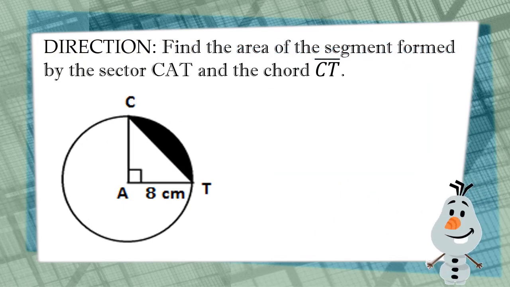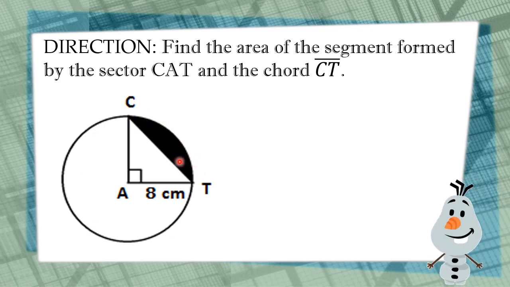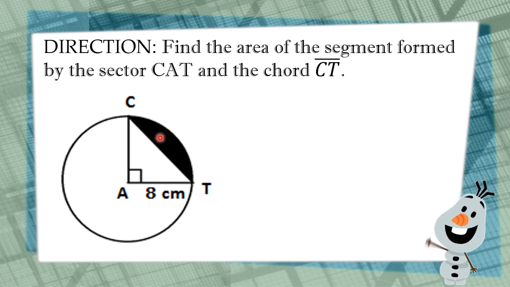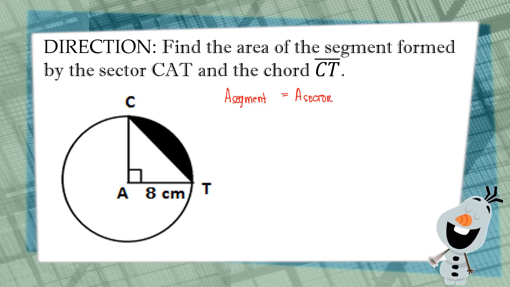So here, let's try to find the area of the segment formed by the sector CAP and the chord CT. In our illustration, the shaded part, this is what we are going to find out, the area of this shaded region. Okay, so let us write first our formula as mentioned a while ago. To find the area of the segment, we can have area of the sector deducted by area of the triangle.